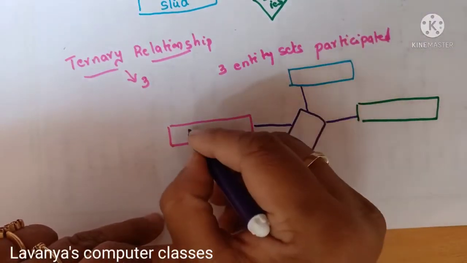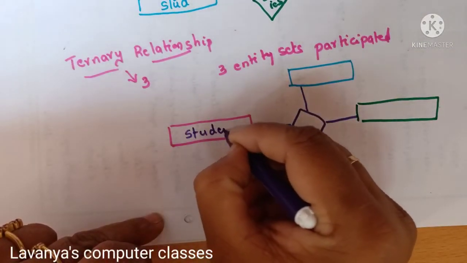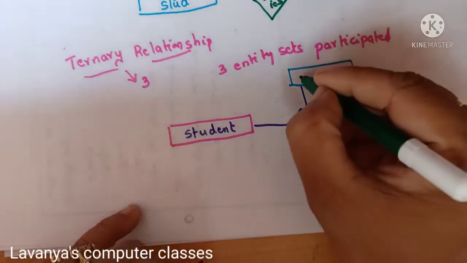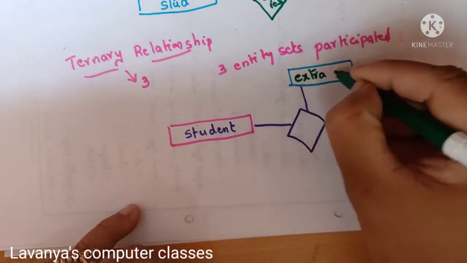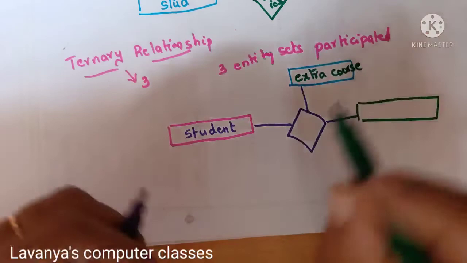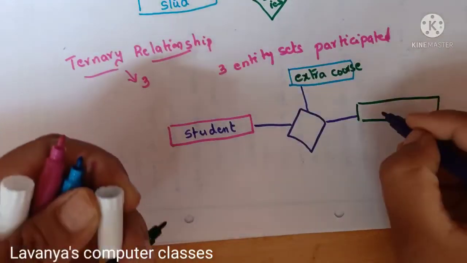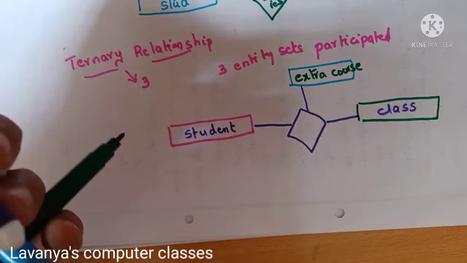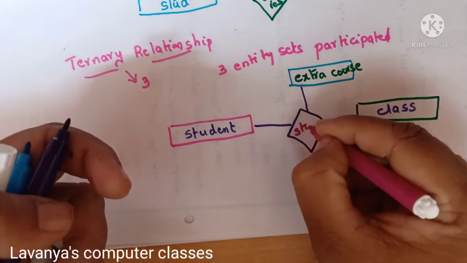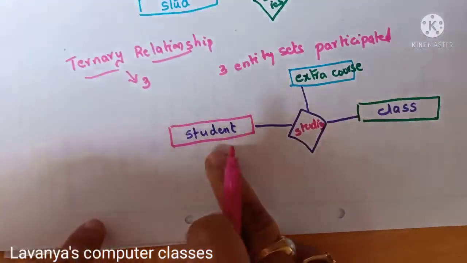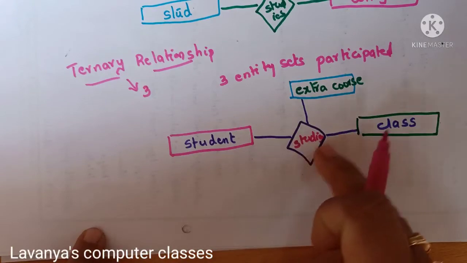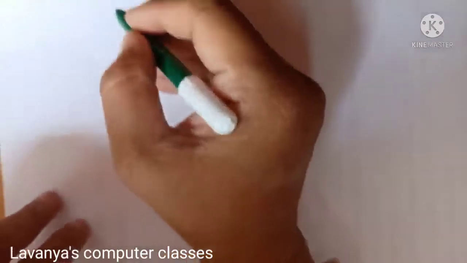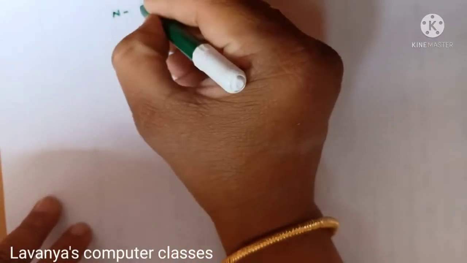Example, student. Student is the first entity set, which holds the information about all the students. Second one is extra courses. The student learns some extra courses outside the college. So extra courses is another entity set, and he is studying some particular class. So class is one entity set. All these three are related with one relationship, studies. So the student studies a particular class and the student studies extra courses. In this relationship three entity sets are involved.